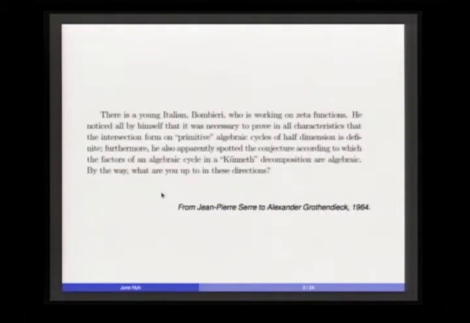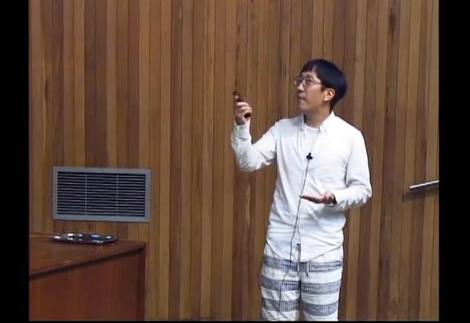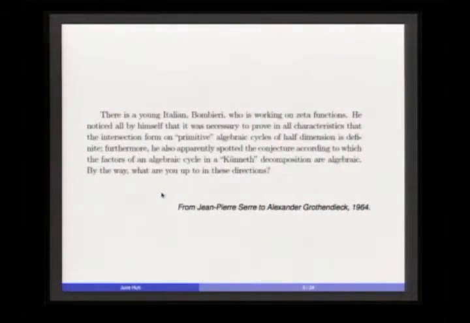And he mentions this condition. He noticed all by himself that it was necessary to prove that the intersection form on primitive algebraic cycles of half dimension is definite. So that is the Hodge-Riemann relation. And it's all over. Every object that I have introduced so far satisfies or conjecturally satisfies this condition. I'll be a little bit more precise in the next slide. And apparently, in each one of these contexts, this definiteness on the primitive space has surprising consequences.